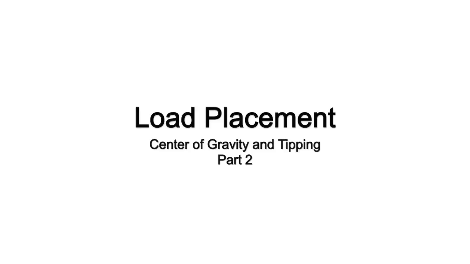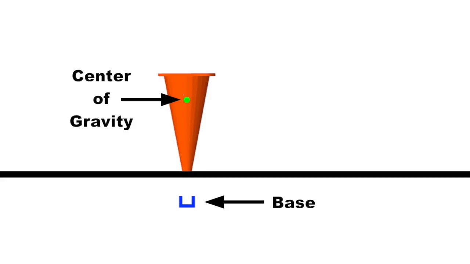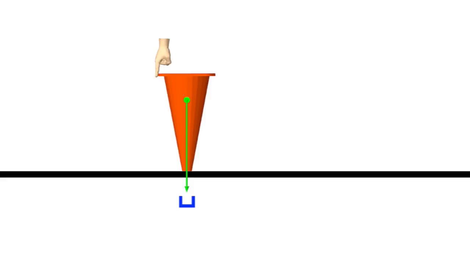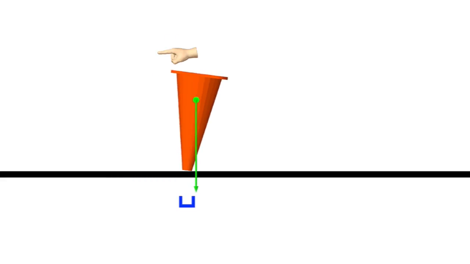Now, let's change the size of the base of the cone by flipping it upside down. Notice that the center of gravity is now much higher and the base is much smaller. The cone will now tip over much more easily because a much smaller movement will place the center of gravity outside the area of the base.